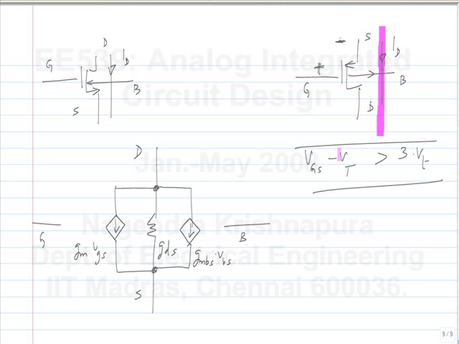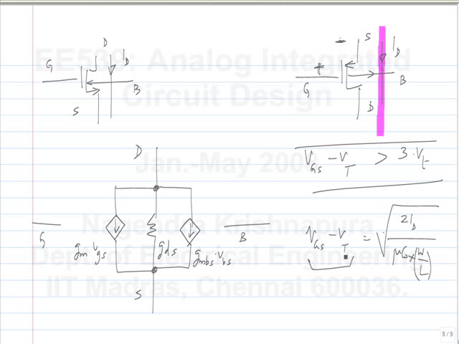If you use that model, even this expression VGS minus VT being 2ID by mu Cox by W by L comes from the square law model. From this, if you go on increasing W by L, VGS minus VT will go on decreasing. But when VGS minus VT reaches about 75 millivolts or so, this model itself is invalid. So, you can't use this.